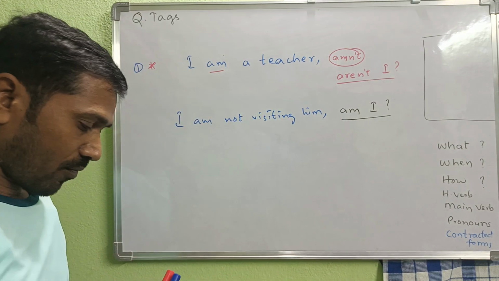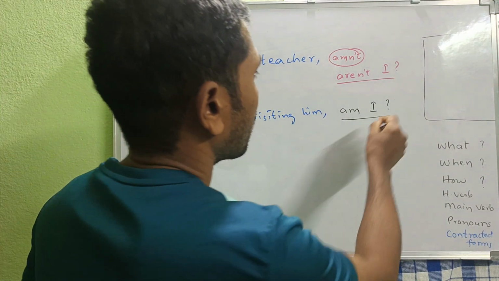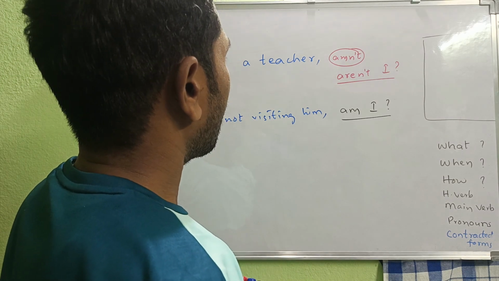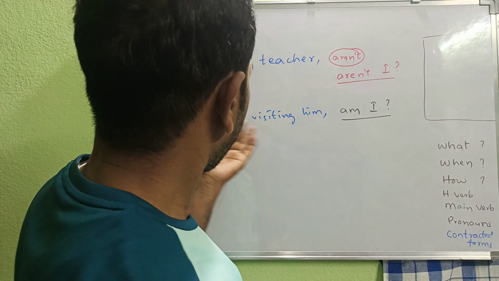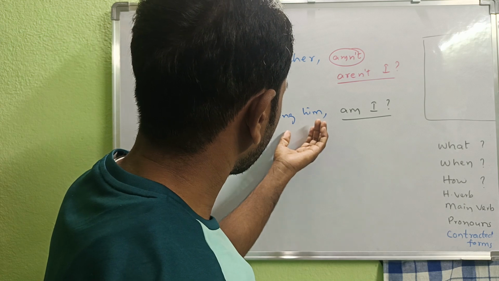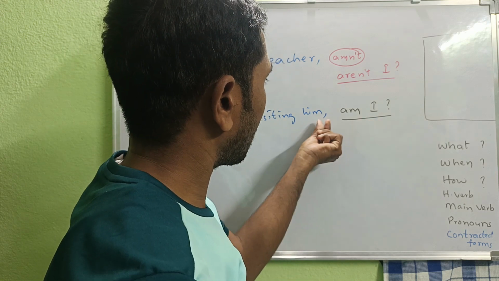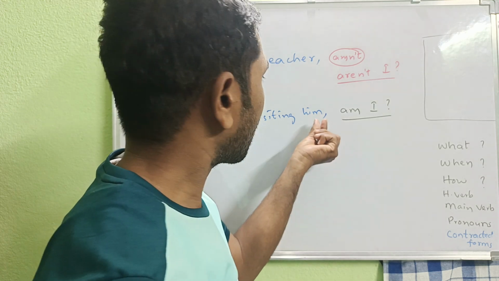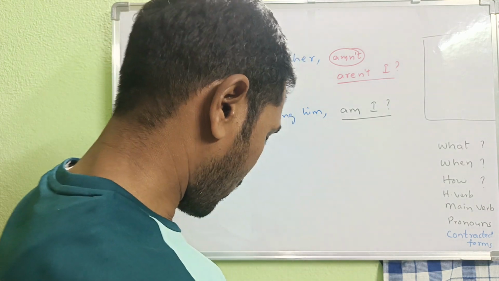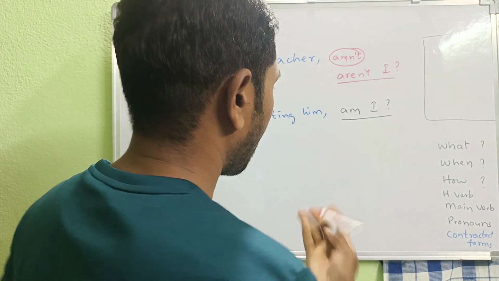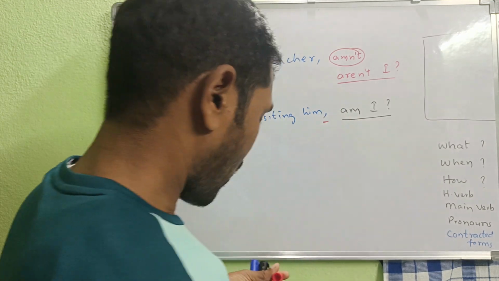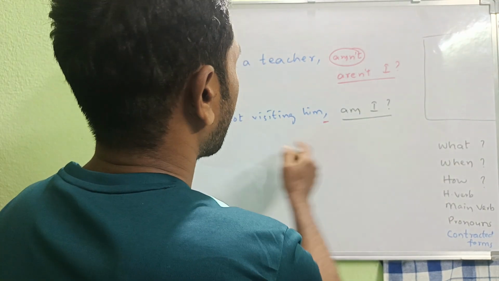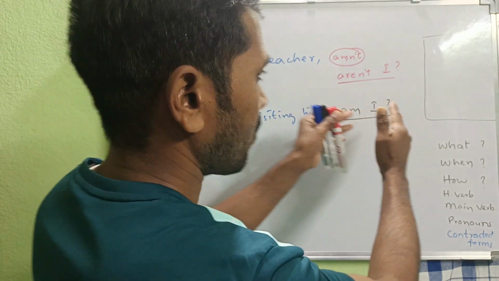So this will be the question tag for the given statement, and we have to separate the statement and the tag with the help of a comma. This is very important. This pointer is also very crucial to know. We use a comma to separate the statement and the tag.